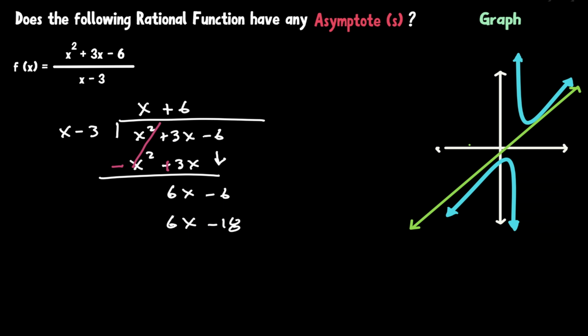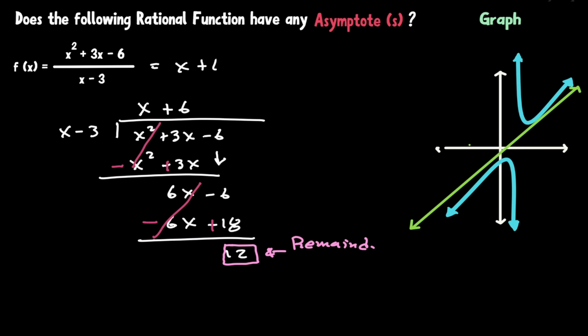But before we combine, let's switch the sign. Negative 6x and positive 18. Now let's combine. The 6x are going to cancel out. And when we combine negative 6 and 18, we're going to get 12. But this is as far as we can go, because this is our remainder. So what we have shown with this division is that the initial rational function can be written as x plus 6 plus 12 divided by x minus 3.